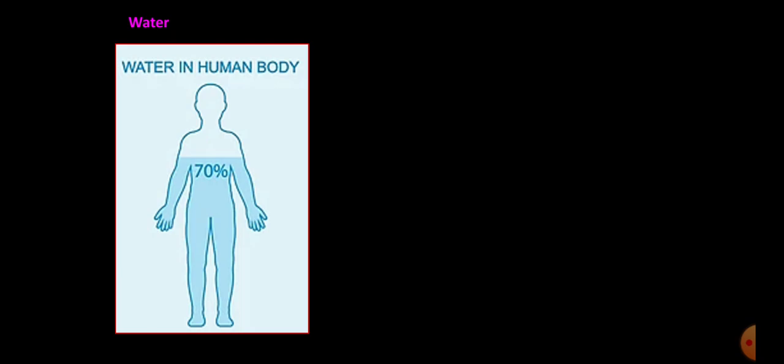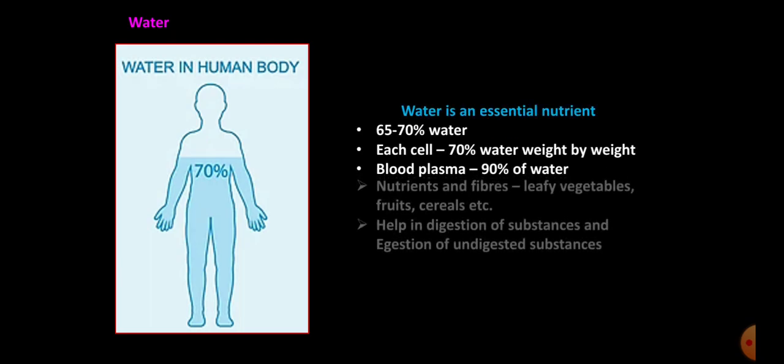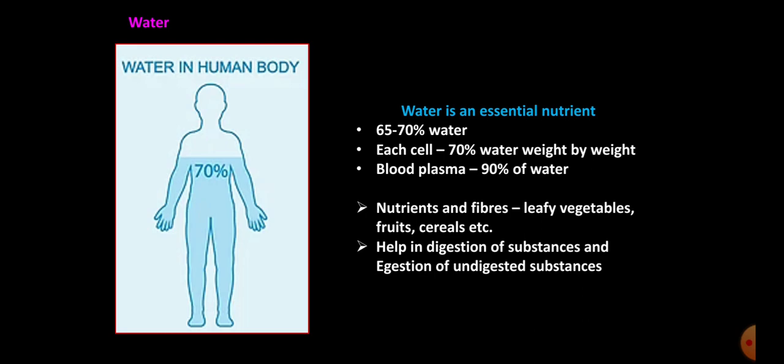Now, besides carbohydrates, proteins, fats, lipids, and water, one of the most important nutrients is fiber. Fiber also plays a very important role in our body. Actually, fiber cannot be digested. We cannot digest fibers, but they help in the process of digestion as well as egestion of the undigested substances. Where is fiber present?